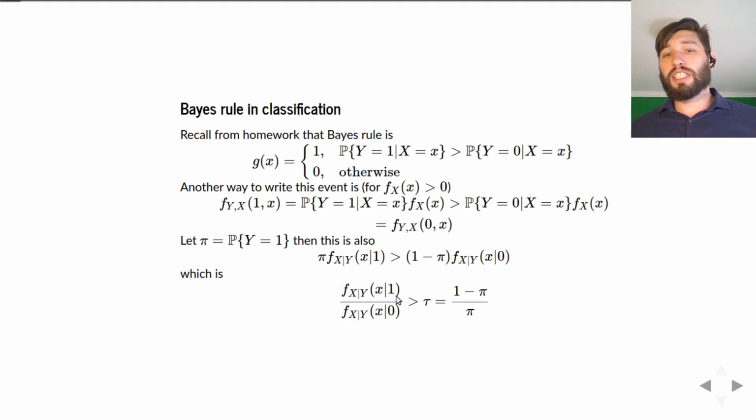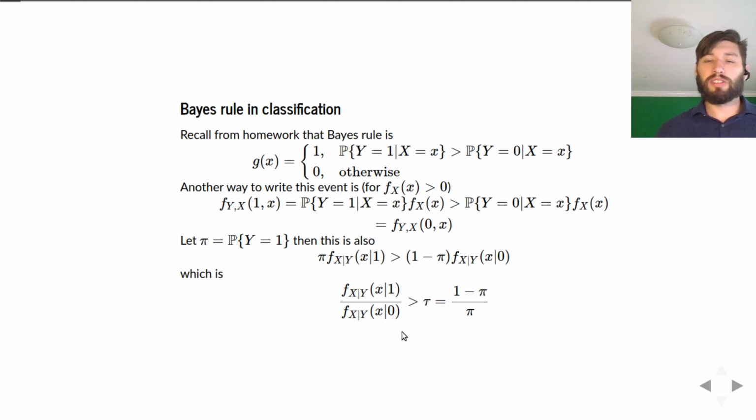Now the things that we needed for this are the density of the 1s and the density of the 0s. So if we condition on y equaling 1 and condition on y equaling 0, this is the density of all of the x's such that y is 1, and this is the density of all the x's such that y is 0. And then we're just asking, is this ratio of the densities exceeding tau?